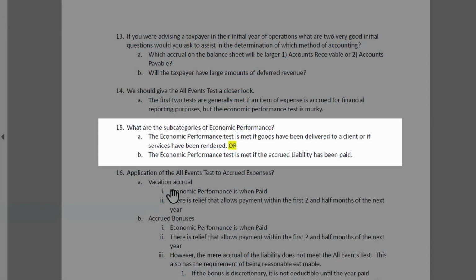What are the subcategories of economic performance? The economic performance test is met if goods have been delivered to a client or if services have been rendered, or the economic performance test is met if the accrued liability has been paid. Does that sound like what we talked about? A little bit. I'm being serious. Is everybody clear through repetition kind of what that means?